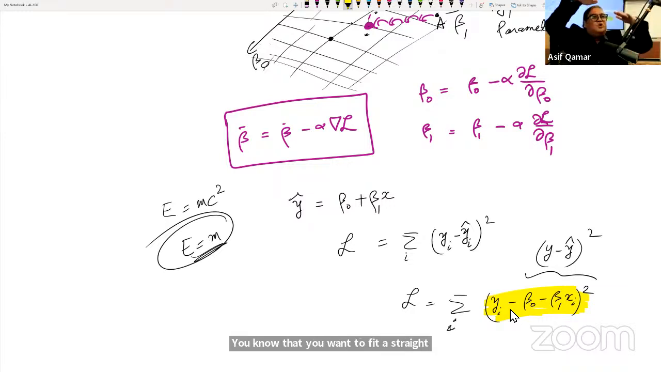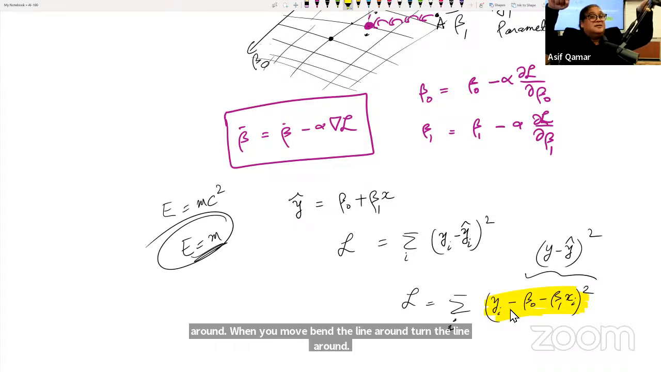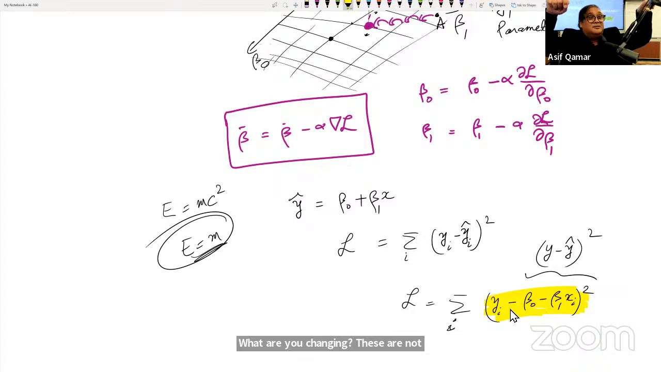All that you're allowed to do during the training part to find the best fit line is to just move the line around. When you bend the line around, turn the line around, what are you changing? Beta naught and beta 1, right? And what about x and y? Those are the observations. You don't fix the observations. If you do that, that's cheating, isn't it?